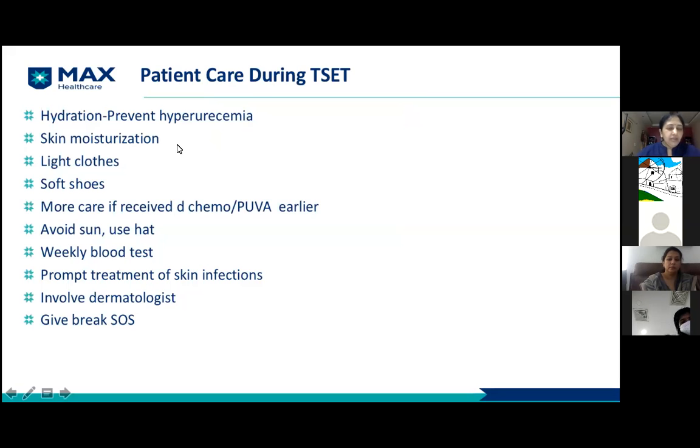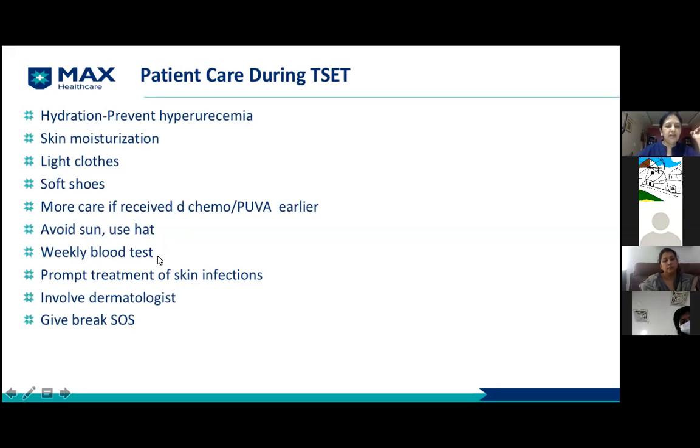I generally tell my patients to be on a high protein diet also because there is a lot of scaling happening while they're on radiation therapy. So by scaling, they lose a lot of proteins. I encourage them to maintain moisturization of the skin. They have to wear light, loose clothes, soft shoes. They require more care if they have earlier received chemotherapy or PUVA therapy where the skin is already not so healthy. I ask them to avoid sun and use a big hat to protect from sun exposure.